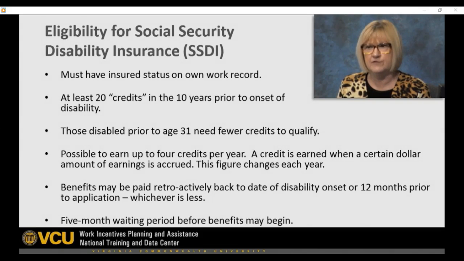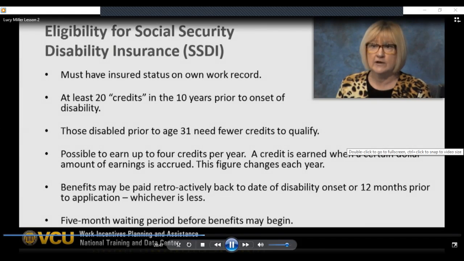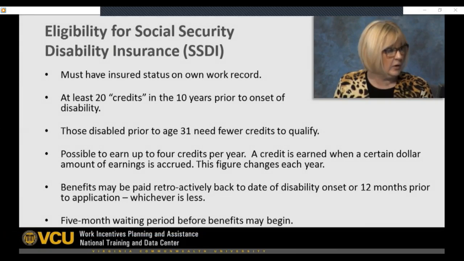And this is kind of a confusing point. You have to have worked enough to have general insured status. But to be insured for disability, you have to achieve another criteria in addition to that. Your credits, a certain number of your credits, have to be recent. So 20 credits in the 10 years prior to the onset of disability.